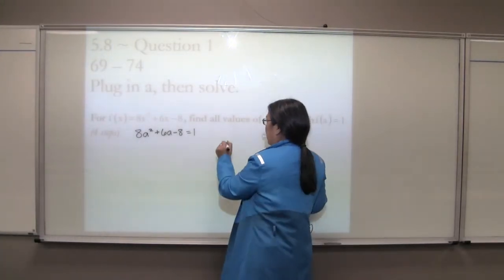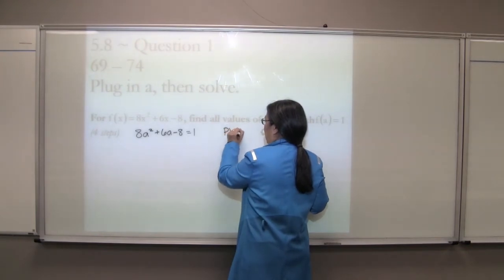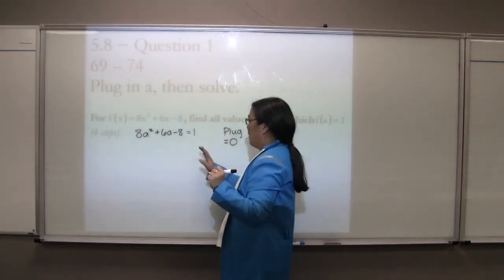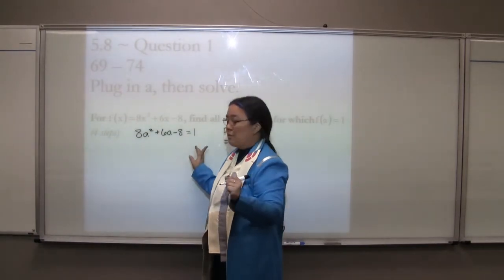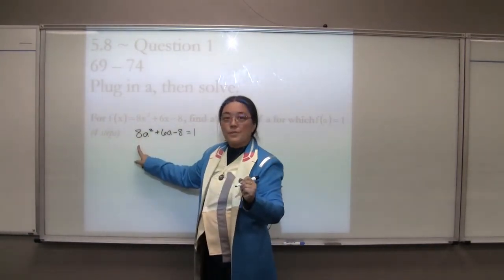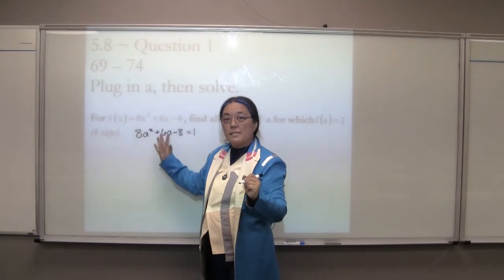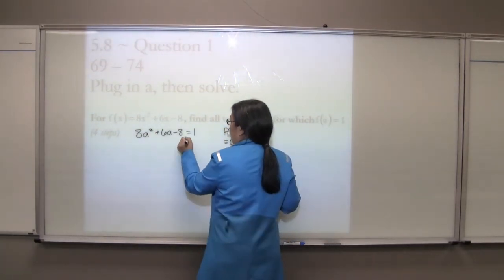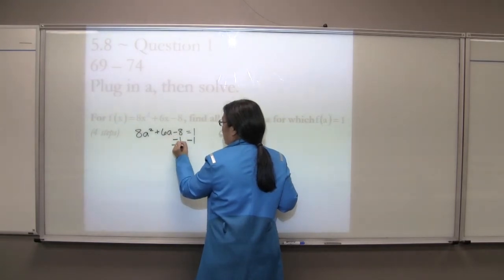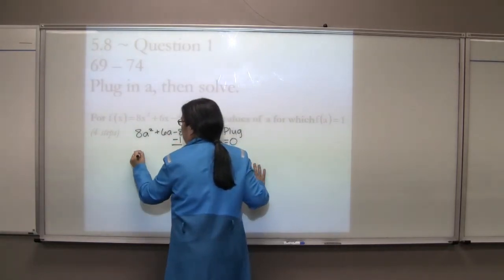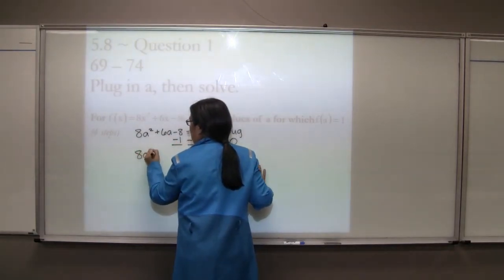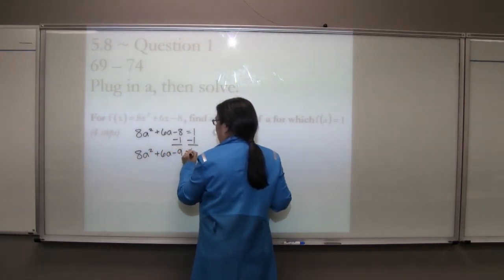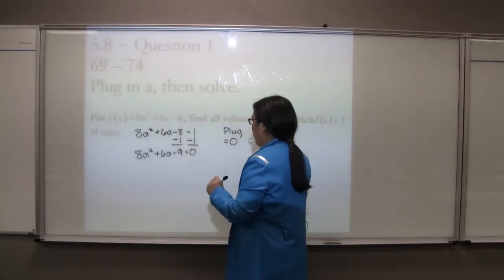So the first thing is we're going to plug. The second thing is we're going to make it equal to 0. Now, I could move it all to the left or all to the right, but I really want this first term, when we're writing it in descending order by degree, to be positive so I can factor it. So I'm going to subtract 1 on both sides. Showing work, very nice for our college classes. Then I'm going to factor it.